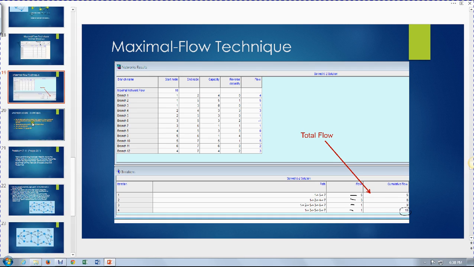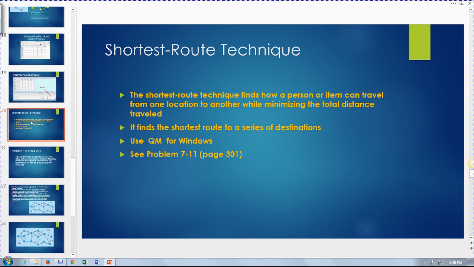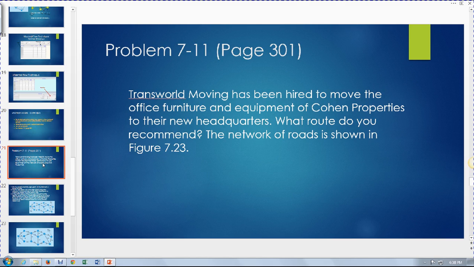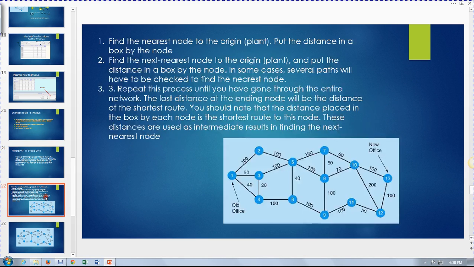Okay, the next one is the shortest route technique. The name implies what it is. You want the shortest route from east to west, point A to point B. Again, here's a problem on page 711 you can look at. It involves this moving company. They're going to move to their new headquarters, and so they're going to move from the old office number 1 to the new office number 13. They have a variety of routes to take, and what you want to do is pick, obviously, the shortest route.